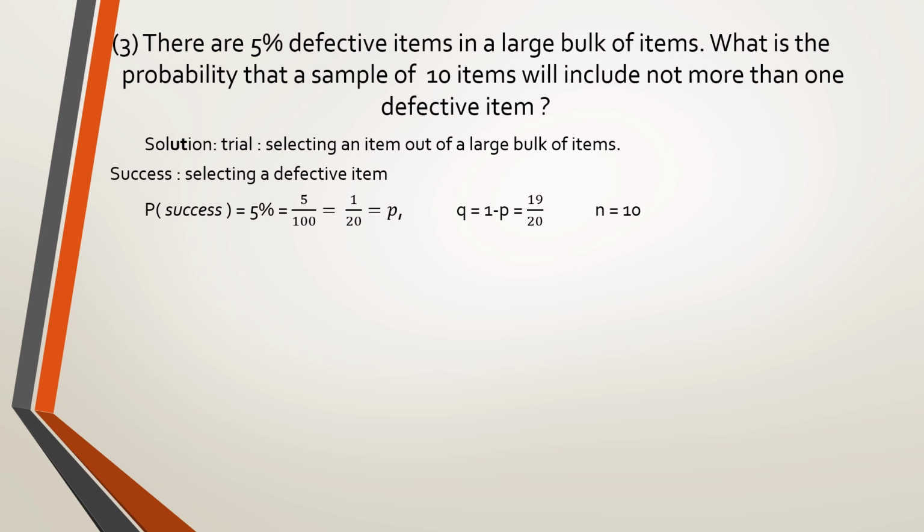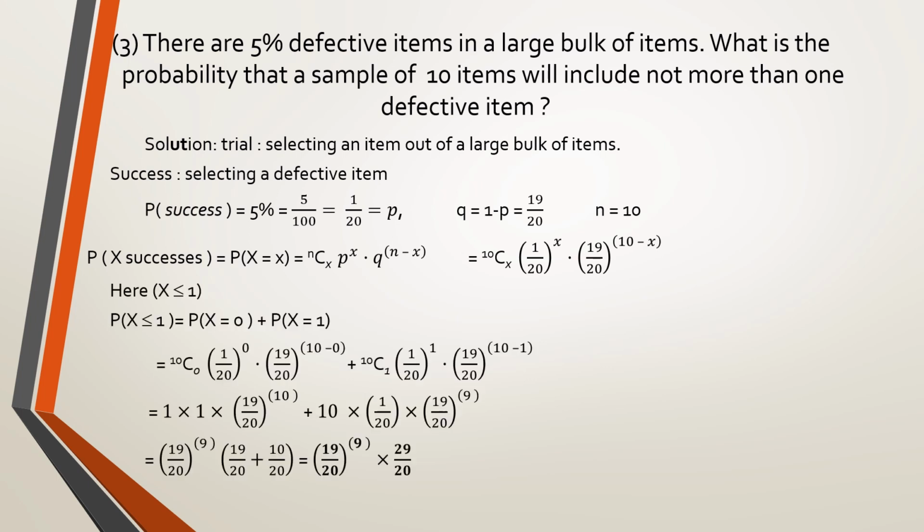It's being repeated 10 times. You're going to select 10 items, so n is 10. Probability of x successes will be nCx p raised to x q raised to n minus x. After substituting the values of n, p and q, we get 10Cx (1 by 20) raised to x, (19 by 20) raised to 10 minus x. That's the formula which will be used for this problem.